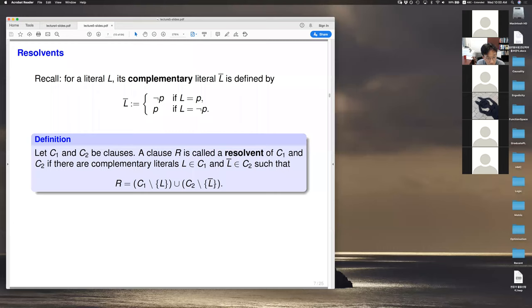I said resolution is like two conflicting parties getting together and reaching an agreement or reconciliation. In a very bad analogy, C1 and C2 are fighting: C1 doesn't like L, and C2 doesn't like L bar. So their way of resolving it is getting rid of L from C1 and L bar from C2 and taking their union. That's what is happening in R.